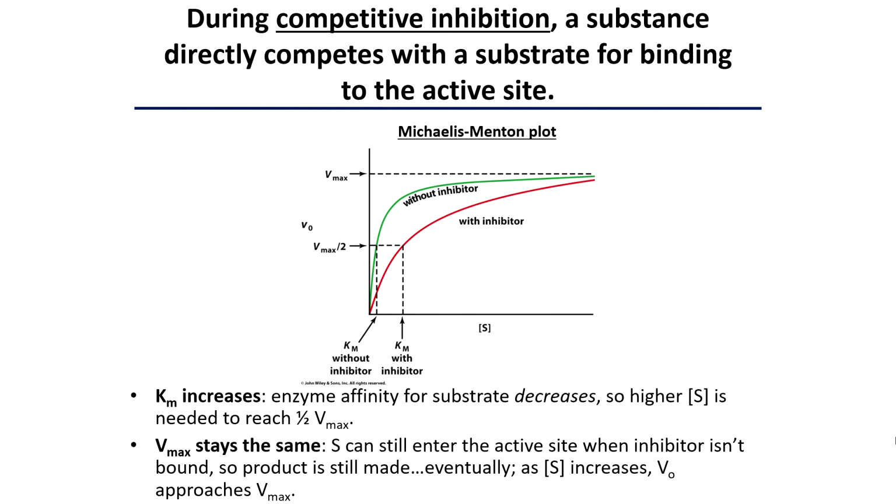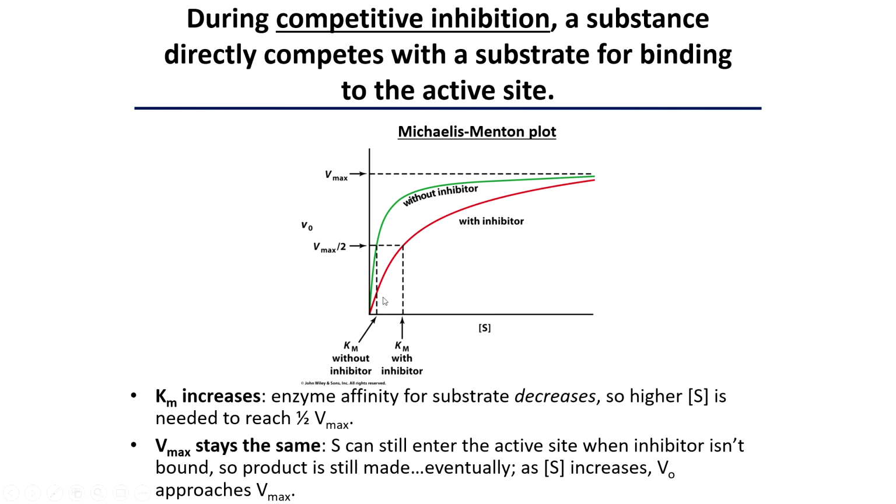How does this affect our Michaelis-Menten plot? During competitive inhibition, a substance again is directly competing with a substrate for binding to the active site. And so what happens is it looks as though the apparent affinity of the enzyme for its substrate, or the Km, increases. If the Km is increasing, that means the affinity for the enzyme binding its substrate is decreasing.